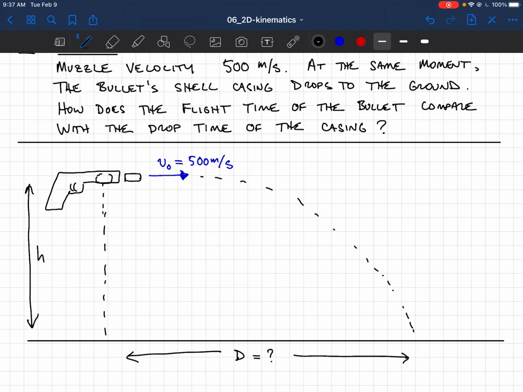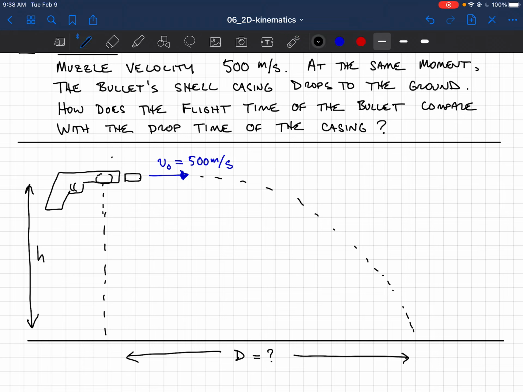And let's look at the question. The question is, how does the flight time of the bullet compare with the drop time of the casing? So we want to look at the amount of time it takes for the bullet to reach this point here, and the amount of time it takes for the shell casing to reach this point here.